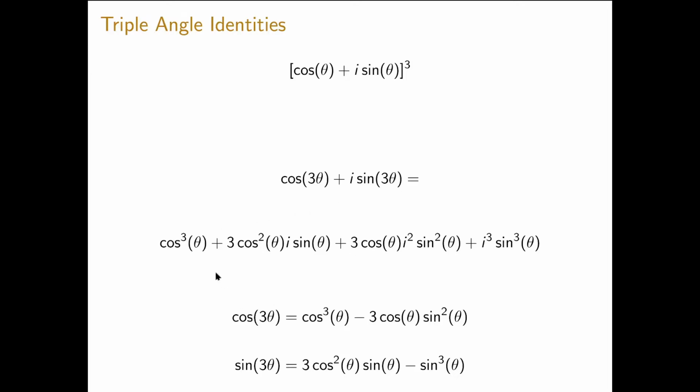So cosine of 3 theta is equal to cosine cubed theta minus 3 cosine theta sine squared theta, and sine of 3 theta is equal to 3 cosine squared theta sine theta minus sine cubed theta. Again, the i's go away because we're talking about the imaginary parts, which do not include the i's.